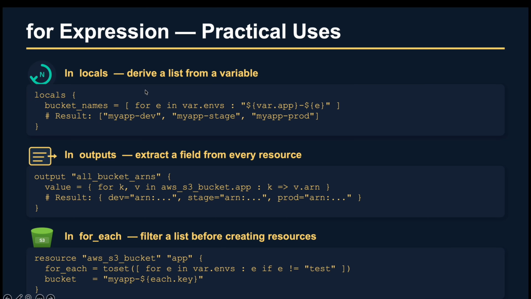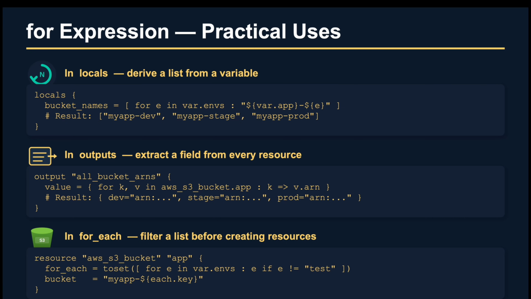The practical use: you can see I have given it in locals, to derive a list from a variable. I have given the locals section, which I already taught you in the previous video. So give the bucket name, and this is the output we can take: for e in var.environment, then colon, var.app and give the dollar with e. So that's how you can use it to derive a list. In output, reshaping resource data, this is a very common pattern.